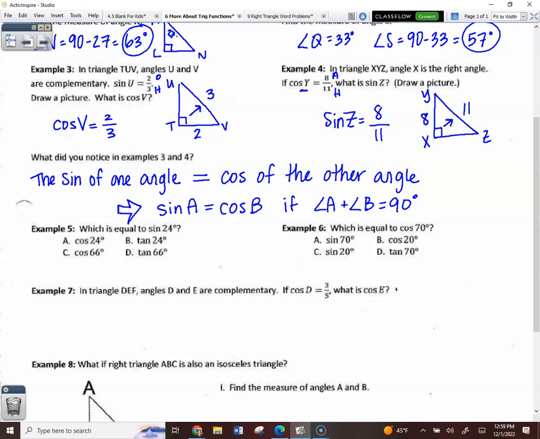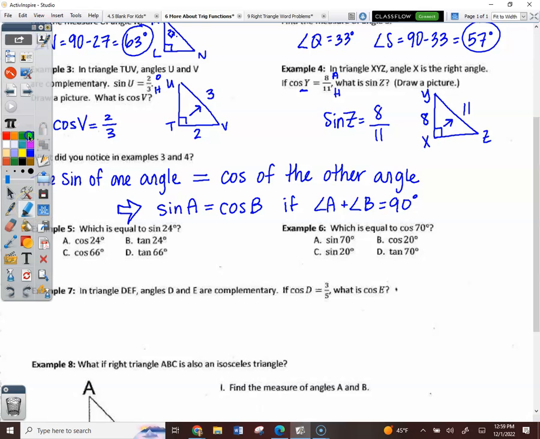Let me show you the visual. Look over here at this one. They gave me sine of U, which is opposite over hypotenuse, correct? Okay, and then it asked me for cosine of V, which is what formula? Adjacent over hypotenuse. Do you notice that I ended up highlighting the exact same ones? That's the relationship. The sine of one angle is always the same as the cosine of the other angle as long as the 2 angles add to 90.